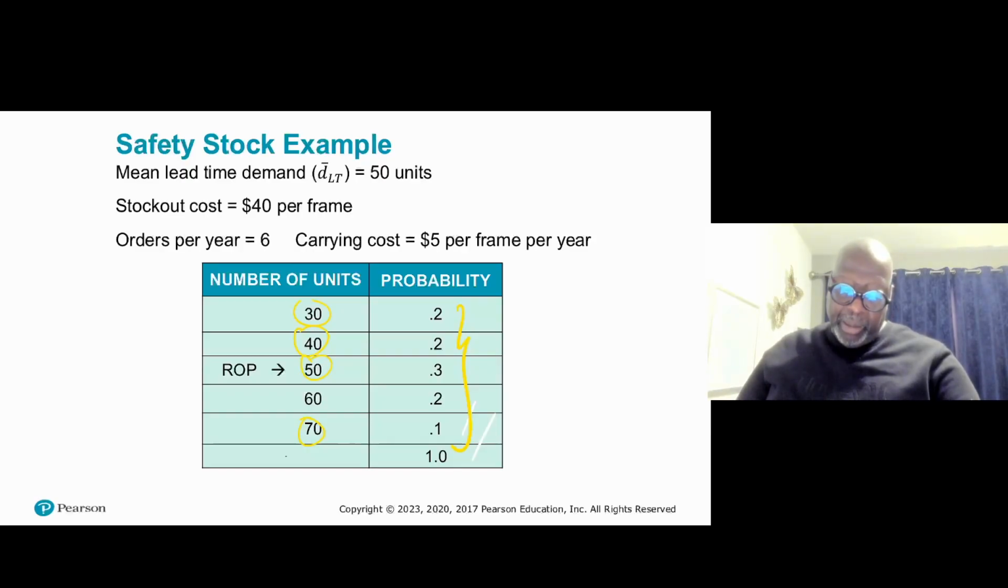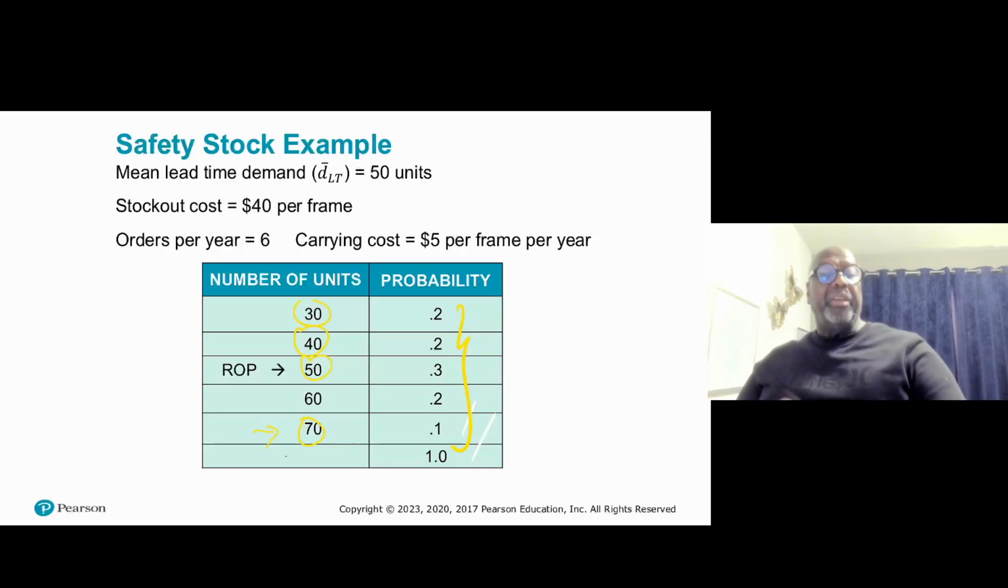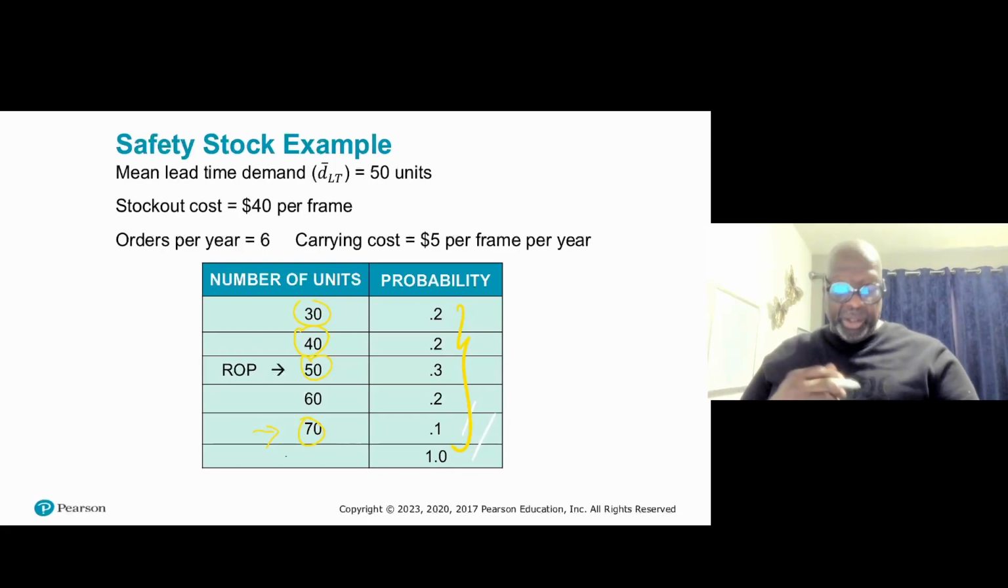If we make our reorder point 70, then we will have no stock out costs because we'll be able to meet all the demand, but we'll be carrying 20 units of safety stock. And of course, if we kept it at 50, then we are not adding any more safety stock, in which case we could be 10 units short 20% of the time, or 20 units short 10% of the time.